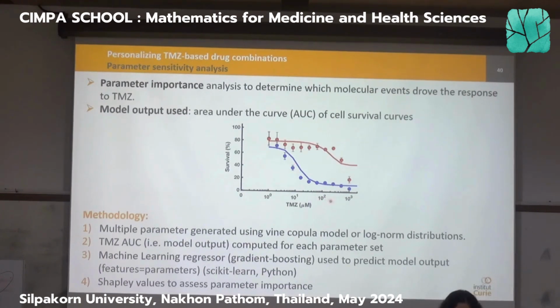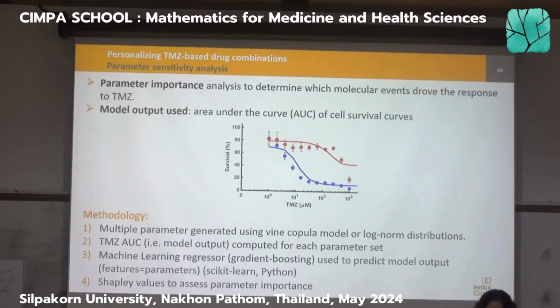We have this type of curves, which are the same as the ones that I drew, and we compute them for every parameter set. We are computing the AUC here, the area under the curve of temozolomide for this particular parameter set. So the algorithm goes as follows.